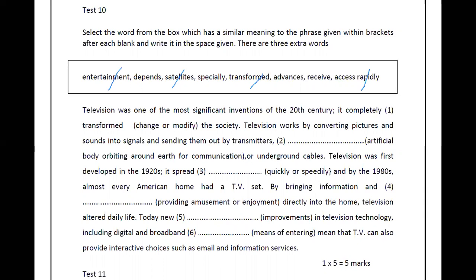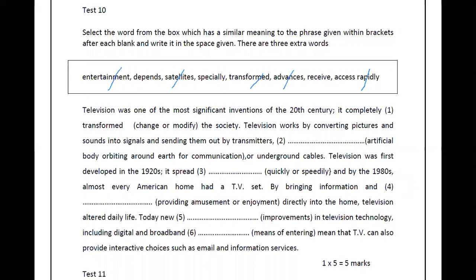See, they have used improvements, not improvement. Here the same way they have used advances, not advance, right? So use the word there. Today, new advances in television technology, including digital and broadband means of entering. Means of entering means the way to enter. Okay, so that we can enter. Now we have only few words.